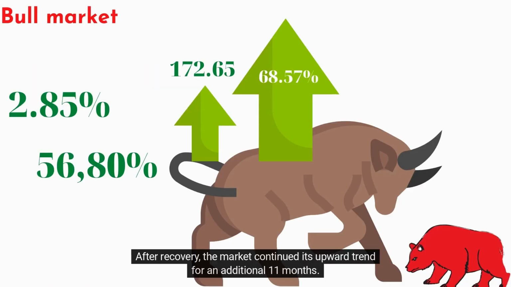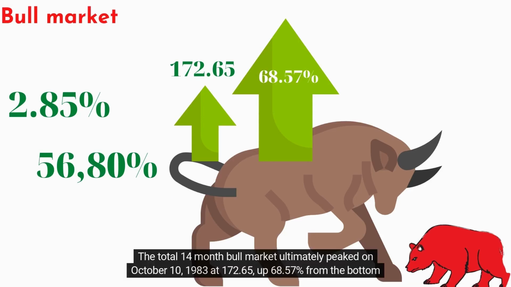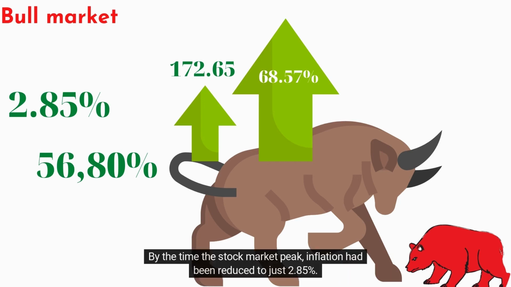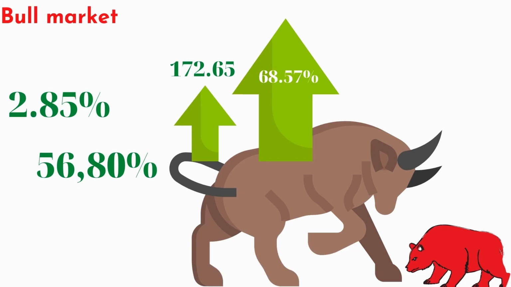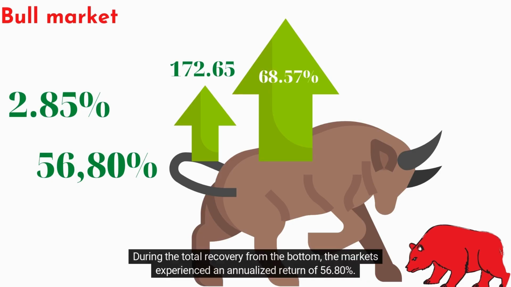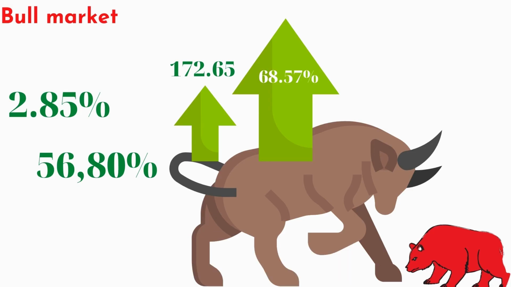After recovery, the market continued its upward trend for an additional 11 months. The total 14-month bull market ultimately peaked on October 10, 1983 at 172.65, up 68.57% from the bottom of the bear market. By the time the stock market peaked, inflation had been reduced to just 2.85%. During the total recovery from the bottom, the markets experienced an annualized return of 56.80%.